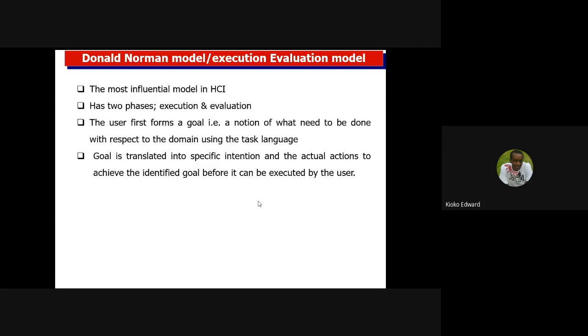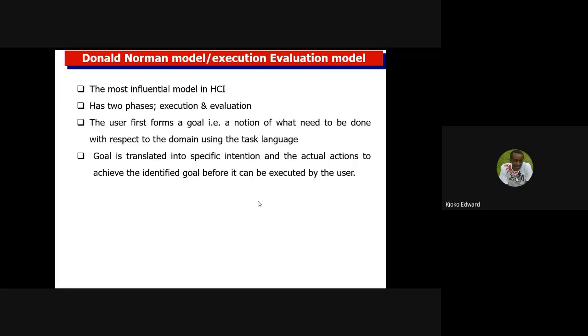Once the user forms that goal or that notion or that state he wants to achieve, then the goal will be translated into what we call a specific intention. For example, the specific intention will be, I need to move the cursor. I need maybe, let's say, to decide on which search mechanism I want to use. So first we form the goal. After the goal, we transform that into a specific intention.